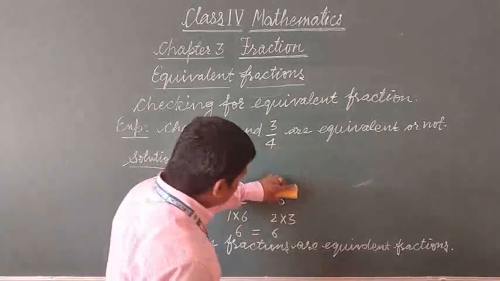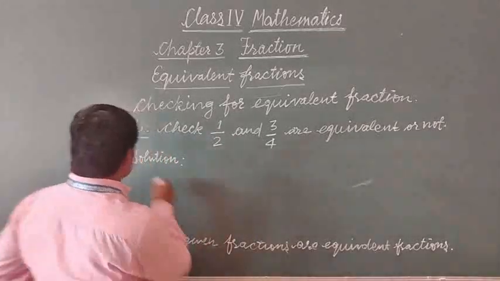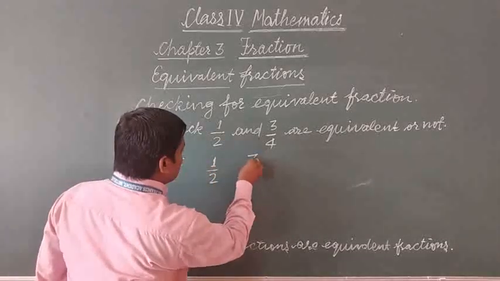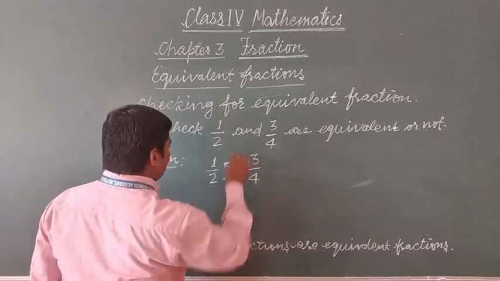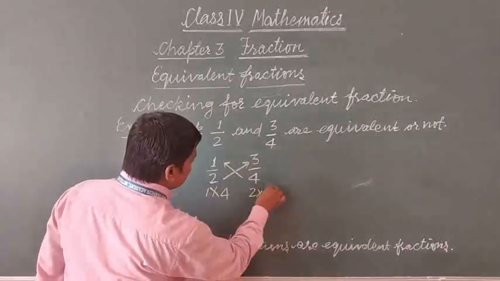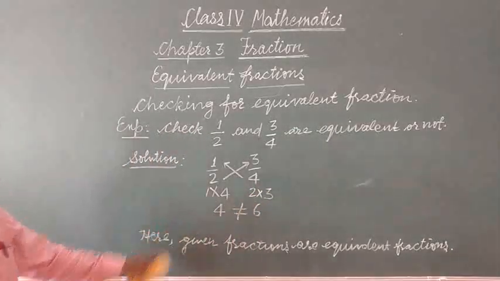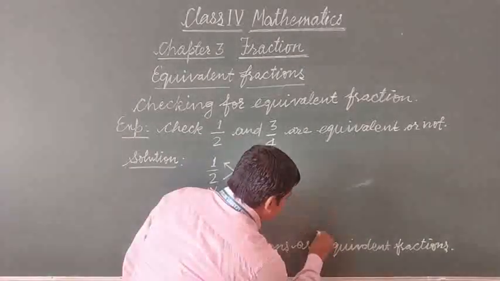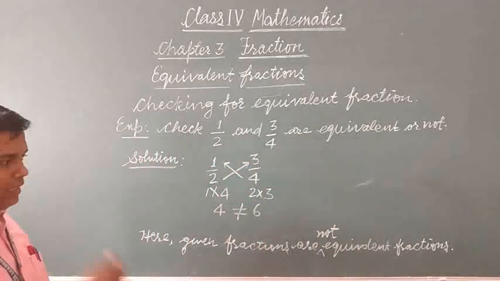So in the same way we write here also. 1 by 2, 3 by 4. We find the product 1 into 4, 2 into 3. Here is 4 and here is 6, which is not equal. The two products are not equal, so the given fractions are not equivalent fractions. Not equivalent fractions. This you have to write.